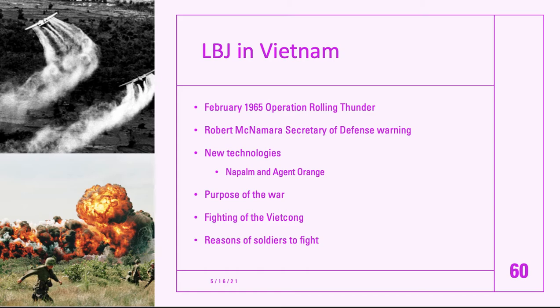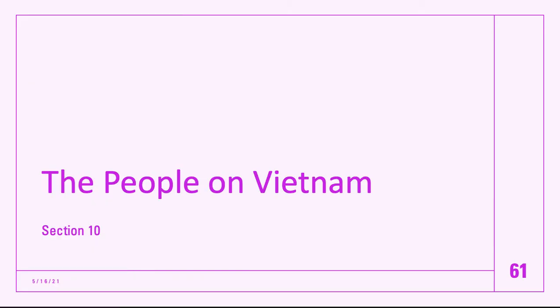There is also going to be the use of napalm, which is a jellied gasoline. It's that second picture down at the bottom there, that when it is dropped, it covers large areas in flames. But this is very difficult to put out, and it would cling to anything that it touched. And these planes, they don't know if there's people there when they're dropping Agent Orange or when they're dropping napalm. They are just dropping it. And that changes what this war looks like as well.